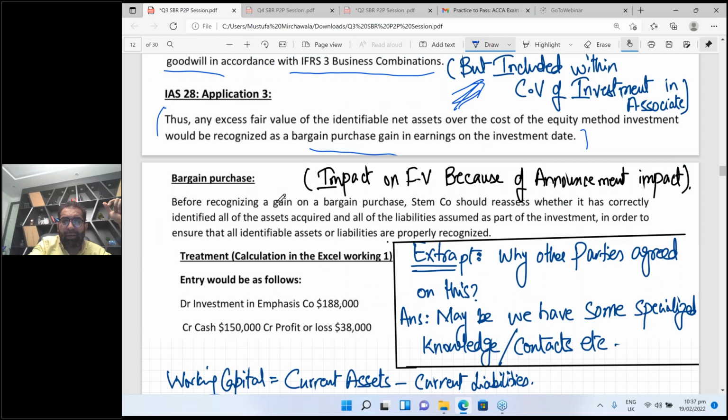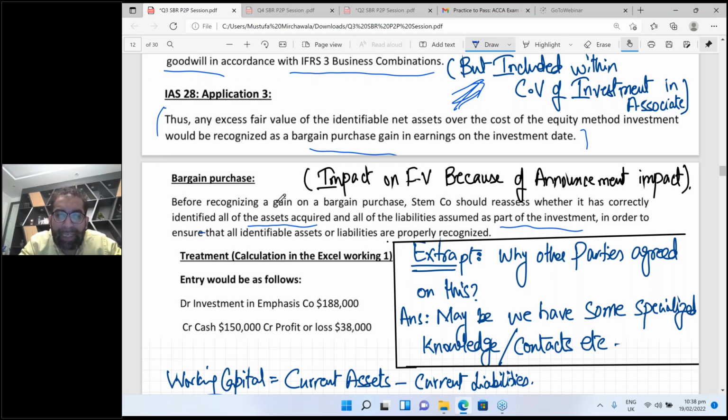Before recognizing a gain on bargain purchase, the company should reassess. We should check whether it has correctly identified all of the assets acquired and all of the liabilities assumed as part of the investment, because fair value of net assets is equal to assets less liabilities. So whether the valuation is right and we have accounted for everything properly, or there is some mistake, please check, in order to ensure that all identifiable assets and liabilities are properly recognized. Then I have added one extra point.